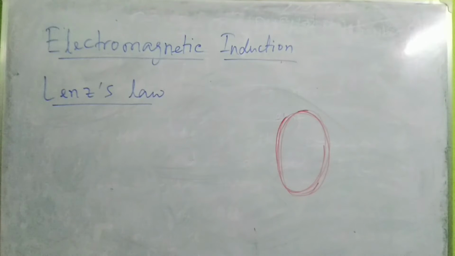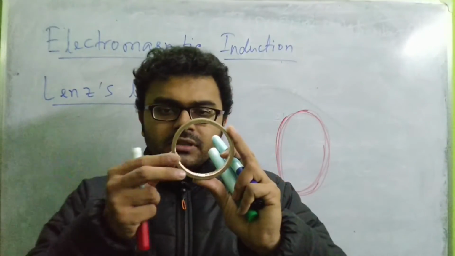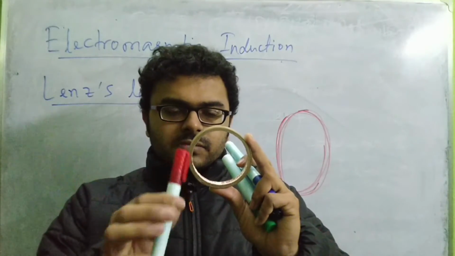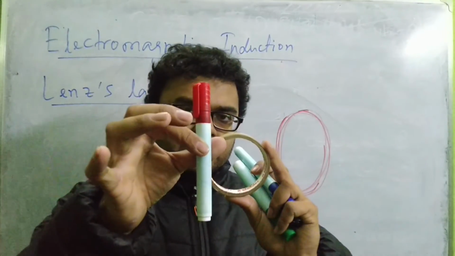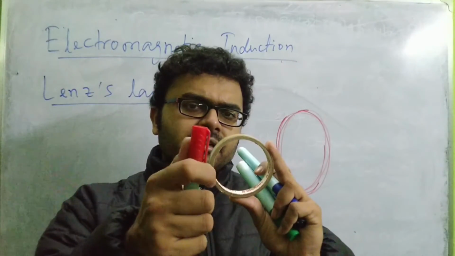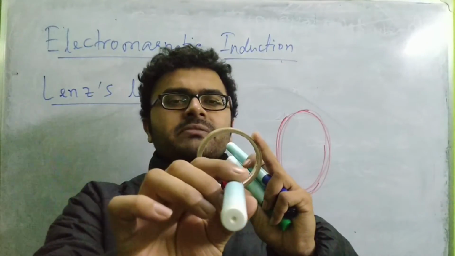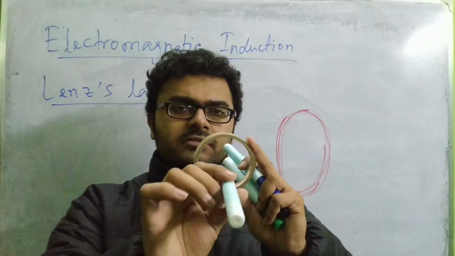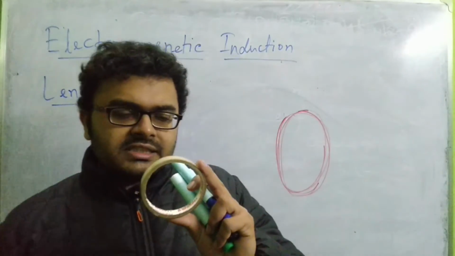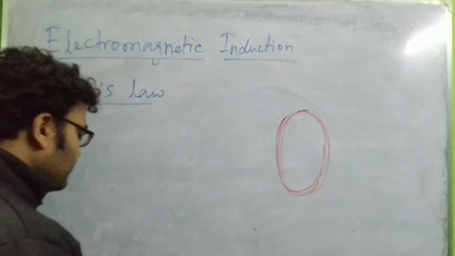Say let me take a loop so that it is easier for you to understand. So if I consider this is a circular loop, and if this red marker is a magnet, the cap of this red marker is the north pole of the magnet. If you move this magnet towards this coil, towards the conductor, there is a relative motion between the magnet and the conductor.